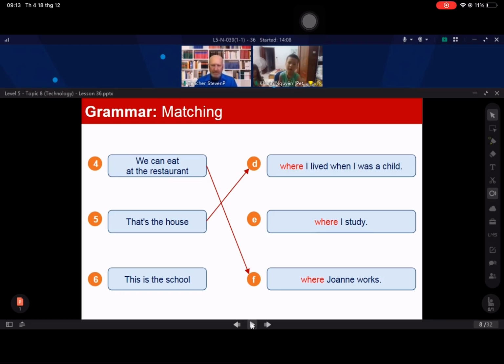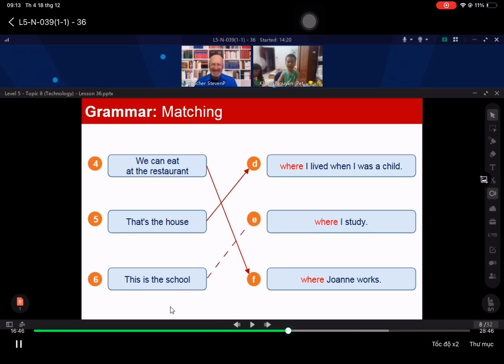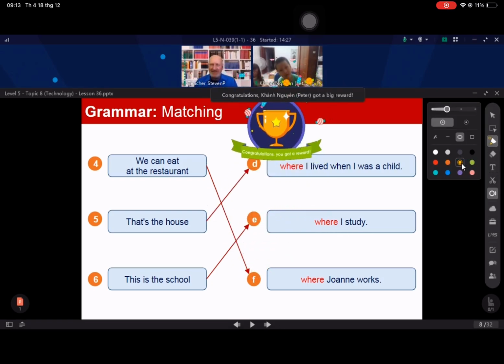That's the space where the alien lives. This is the school where I study. There we go. This is the school where I study. Very nice. Well done.